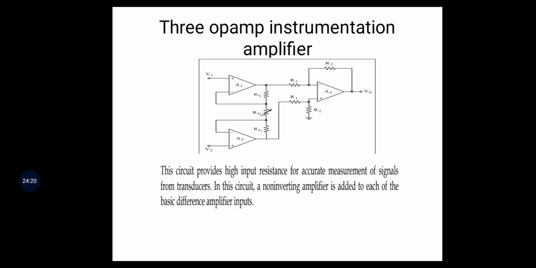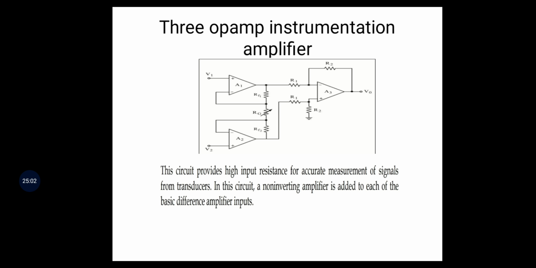Here there is an RF1 resistor, and RG is a variable resistor whose resistance value can be varied. Next there is an RF2 resistor. Then the A1 inverting terminal is connected in between RF1 and RG, and the A2 inverting terminal is connected in between RG and RF2. Then there are the input signals V1 and V2.